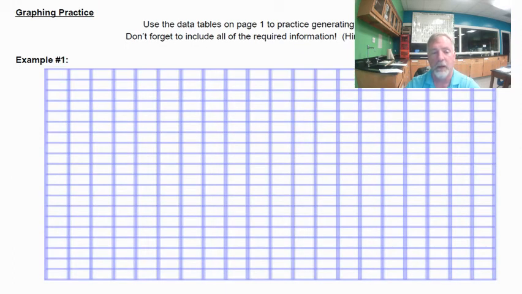Okay. Let's do an example for our graph. Let's go back. We're going to use the data on our first page, and we're going to put all of our information on here. So PASTK. We're going to plot it, label our axes, and make sure we have it scaled to fill as much of our screen as possible. We're going to put a title, and a key if needed.